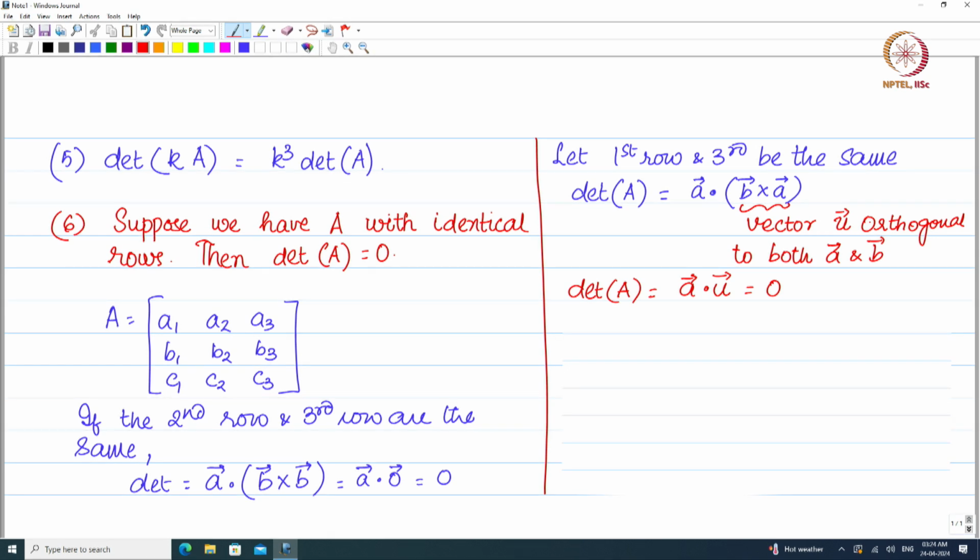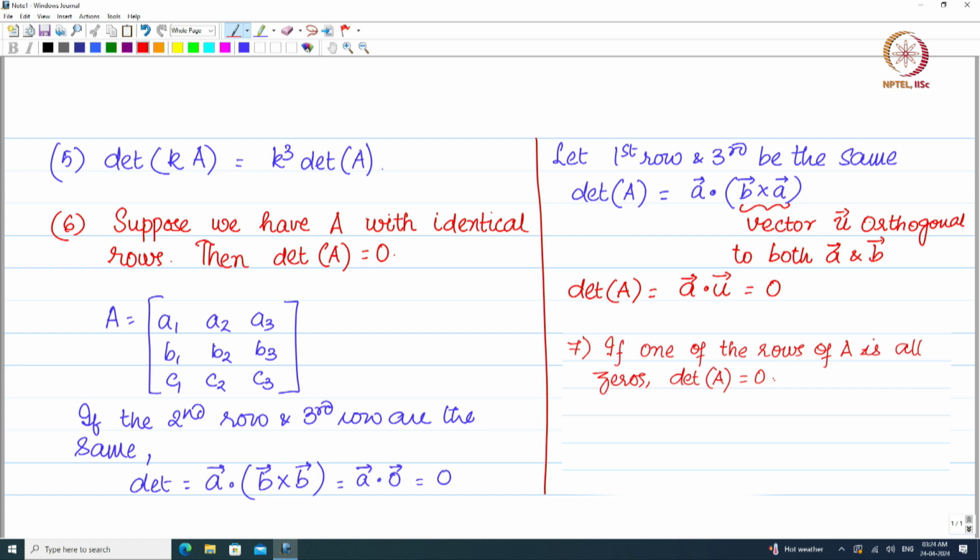Similarly, the seventh property: if one of the rows of A is all zeros, the determinant of A is 0.